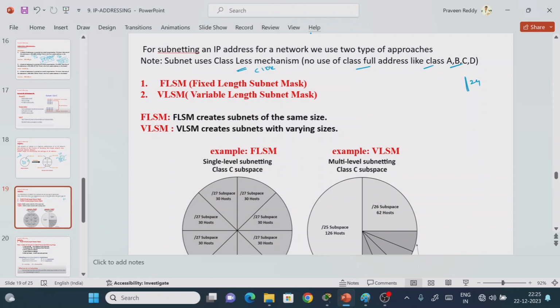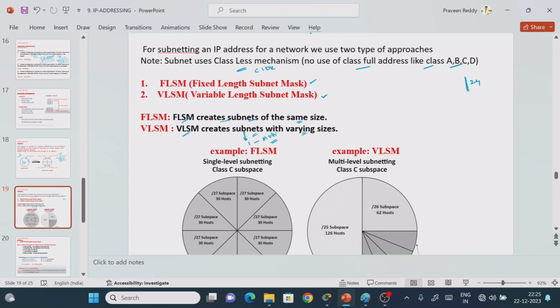One is called fixed length subnet masking, another one is called variable length subnet masking. So we will first see what is the difference between FLSM versus VLSM. FLSM creates subnets of the same size, but VLSM creates subnets with varying sizes. Subnetting means dividing one network into multiple networks according to our requirement, so that we can stop the wastage of the maximum IP addresses.